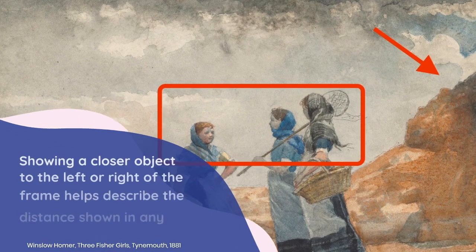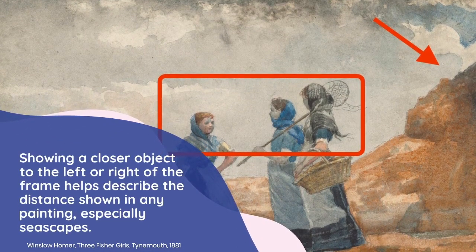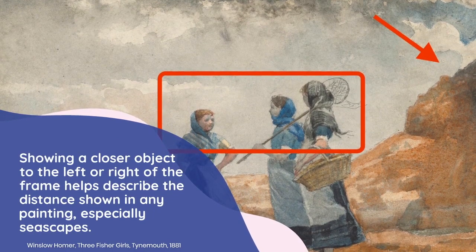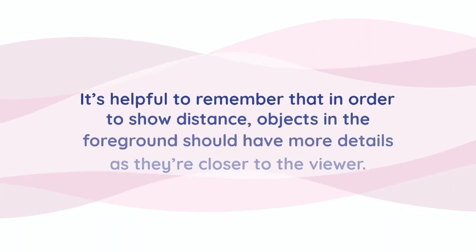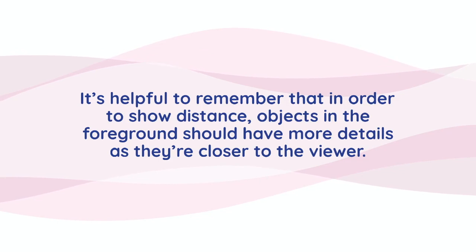Showing a closer object to the left or right of the frame helps describe the distance shown in any painting, especially seascapes. It's helpful to remember that in order to show distance, objects in the foreground should have more details as they're closer to the viewer.